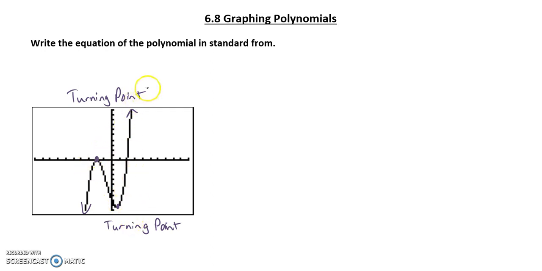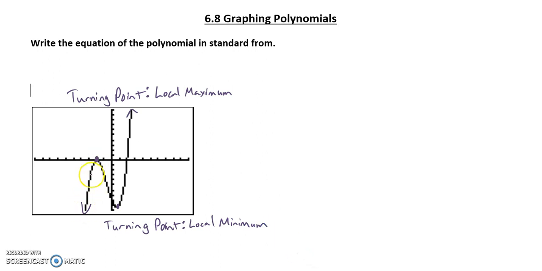Now this turning point, if I look at the points around it, this is the highest that this polynomial gets around this point. This turning point is called a local maximum. And this turning point, compared to the points around it, is the lowest that the polynomial is going to get. This is a local minimum.